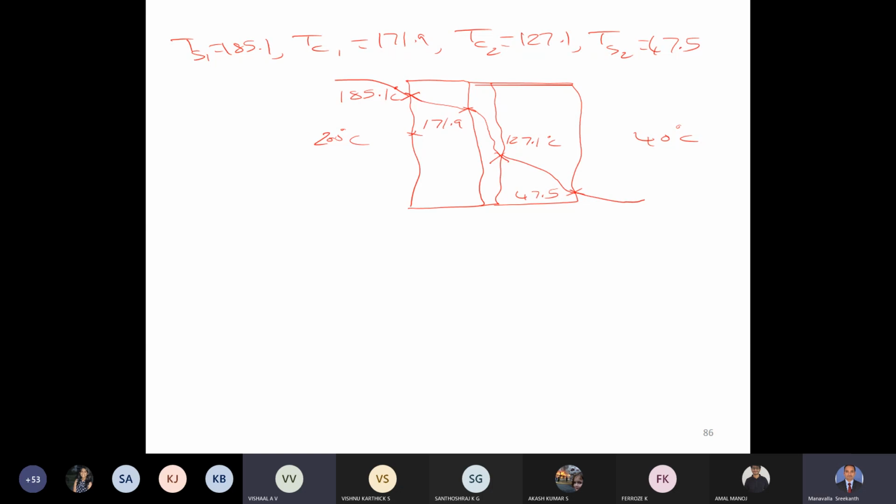So to plot the temperature distribution, you should also know what is the temperature at each and every location. So for that, you have to use the heat transfer and find out the temperatures. So is it clear?